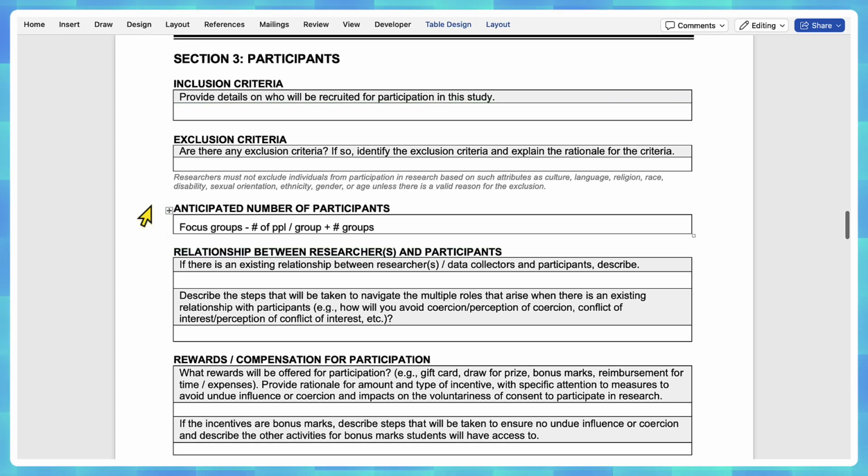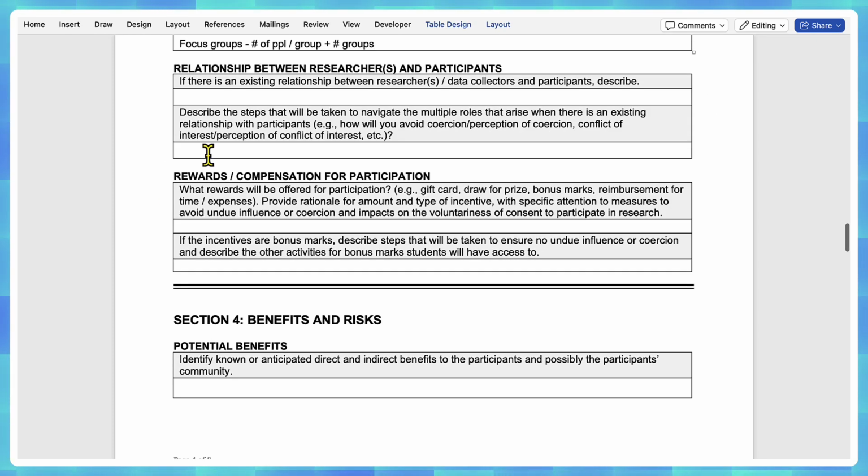All right, that's participants, and the next video will be benefits and risks.